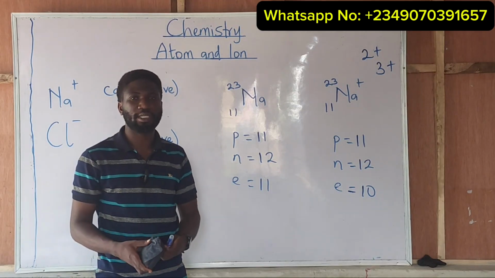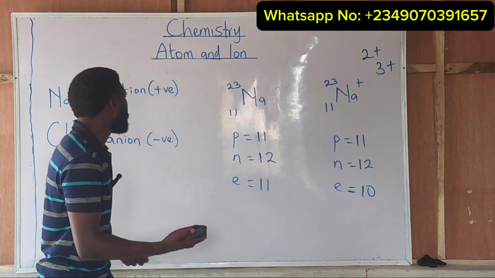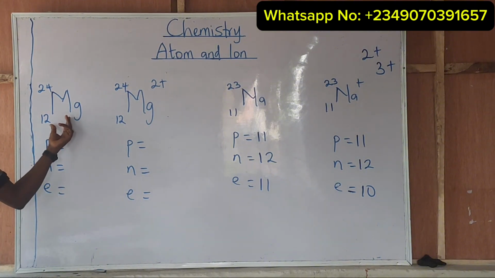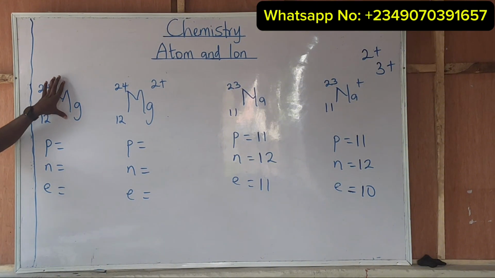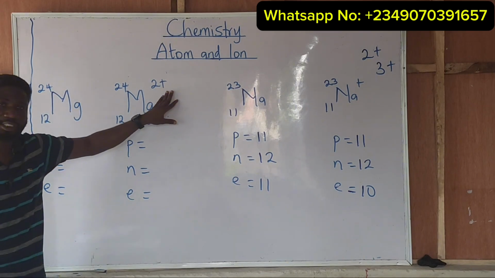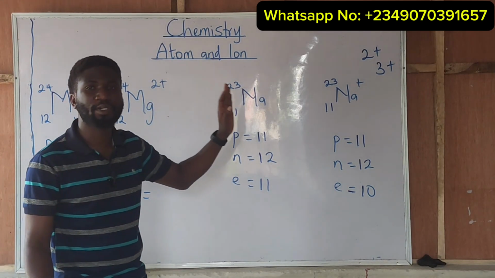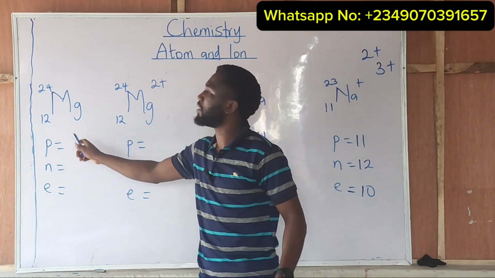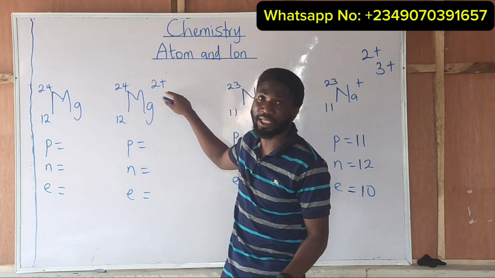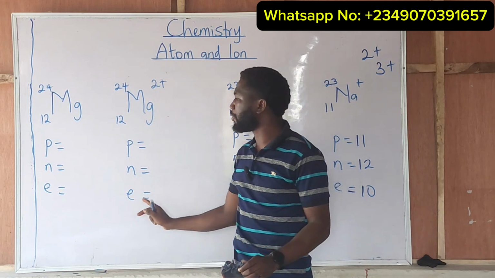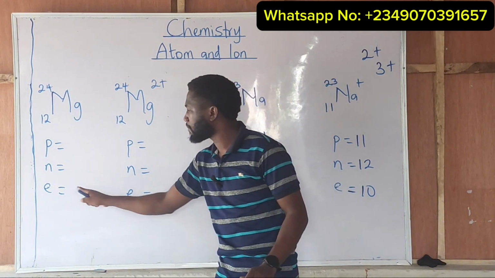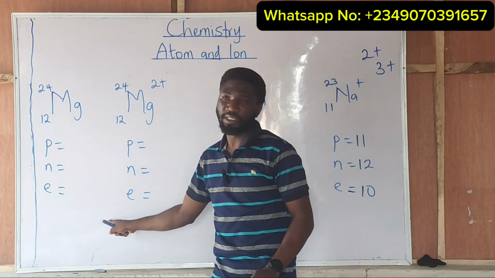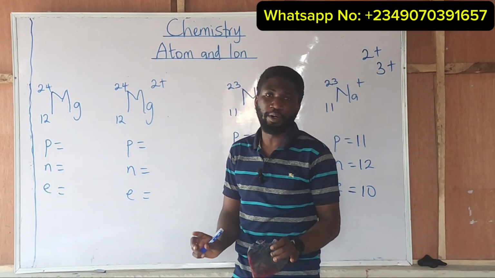I hope you understand. So let's take another example. Let's answer this. This is a magnesium atom. This is uncharged, whereas this is charged. So have this at the back of your mind: the difference between this atom and this ion, which is a cation, is only going to be found in the number of electrons.